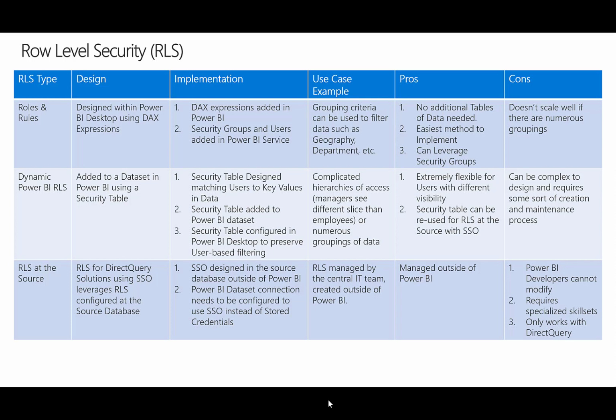So RLS at the source allows you to pass the user's identity, their Azure Active Directory identity, to the source so that you can use single sign-on when the user is looking at a report or some sort of content in order to determine their identity, and then the filtering or the security can happen at the source rather than within Power BI. So Power BI is just acting as a query generation tool, and it's sending queries that contain the user's identity, and then you can do the filtering at the source.